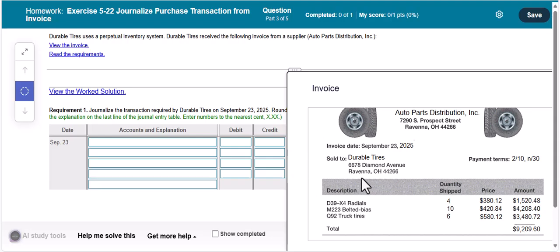And then payment terms are 2/10, so 2% discount if paid within 10 days, and then net 30, so after the 10 days we would owe the full amount without discount. So it looks like we bought some different kinds of tires here for a total of $9,209.60, and then there is no shipping. And if there was shipping, it would show up here on the invoice, and then it would become part of the cost of inventory.